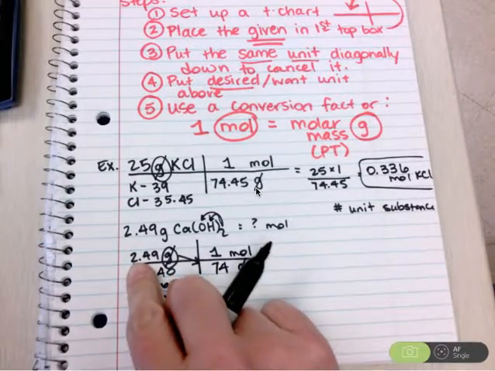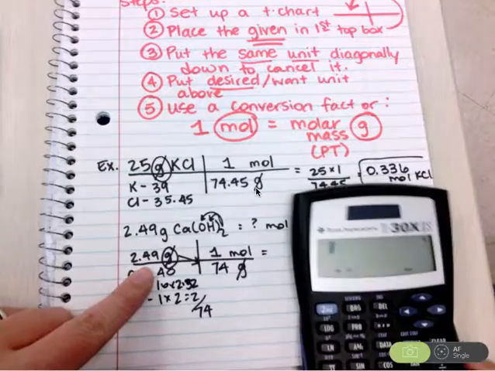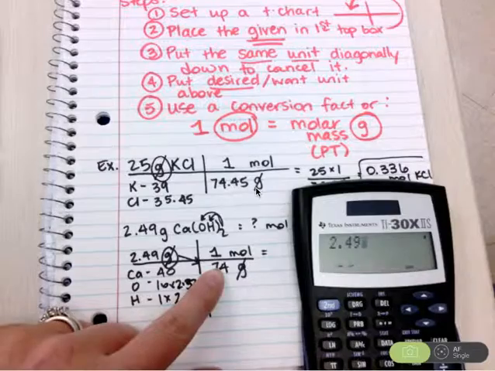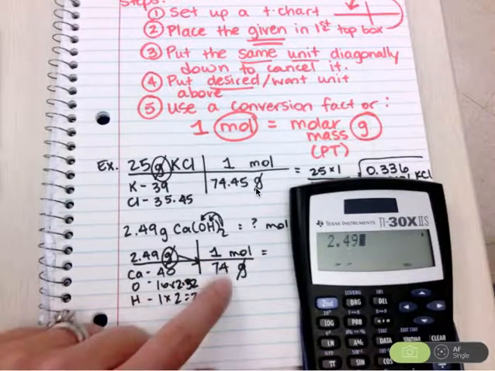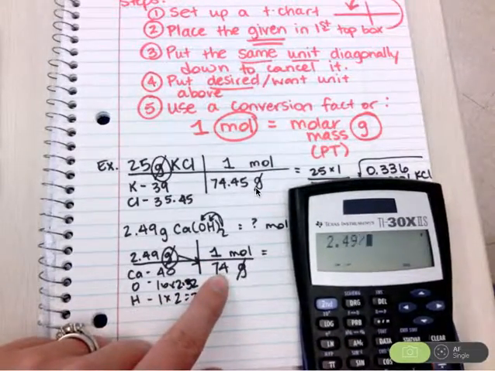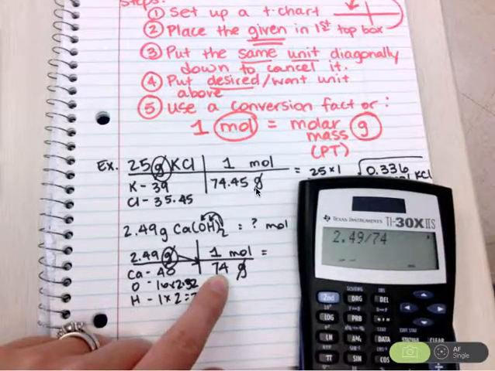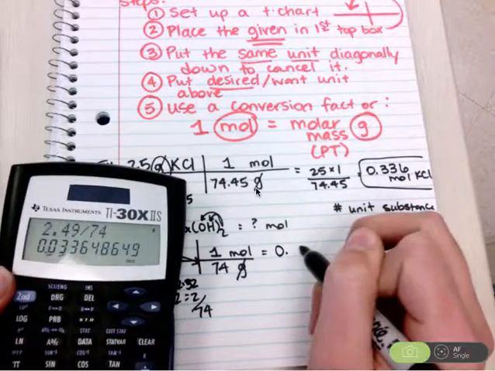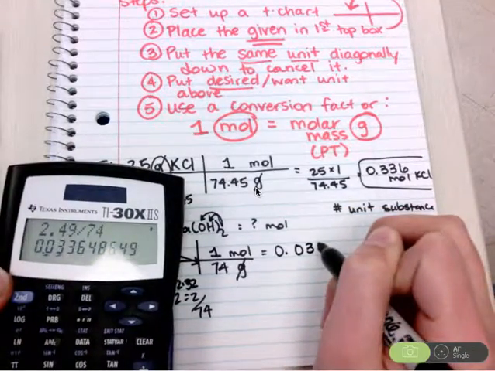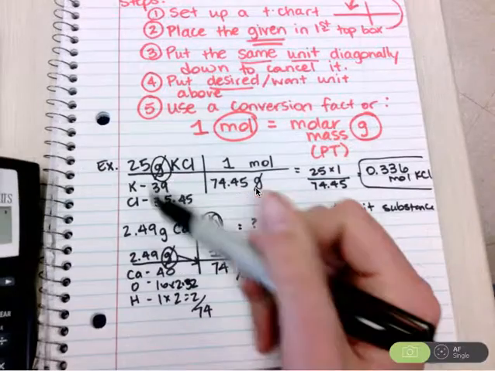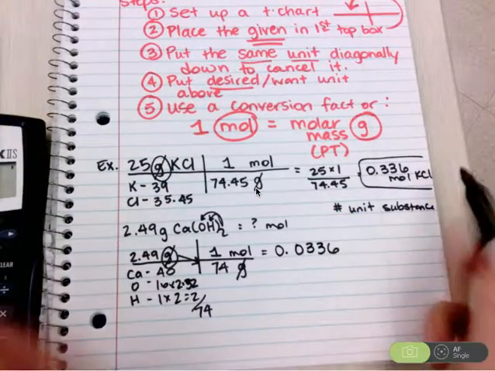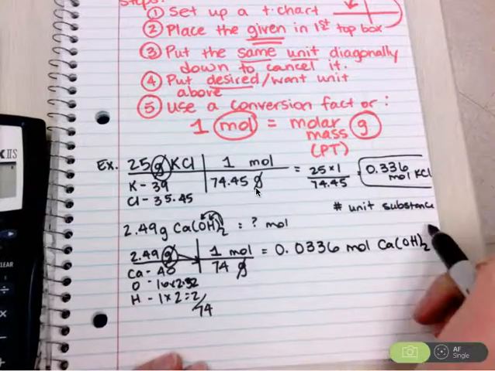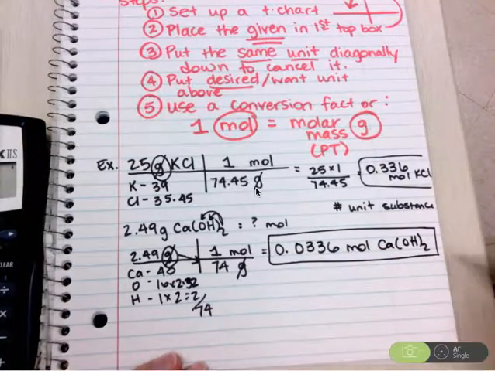Then in my calculator, take 2.49 times 1, but I don't really need to type that part. And this is on the bottom, so we hit divide by 74. That gives me an answer of 0.0336. So because this was about a tenth less, this is about a tenth less moles of calcium hydroxide. Okay?